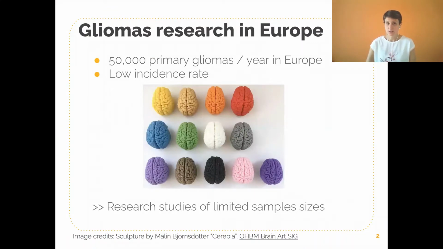As was discussed earlier, there are 50,000 new cases of gliomas per year in Europe. But if we look at the incidence rates locally, it is pretty low. This means that a lot of research studies that have looked into gliomas are unfortunately of limited sample sizes. They work with data sets that are pretty small.